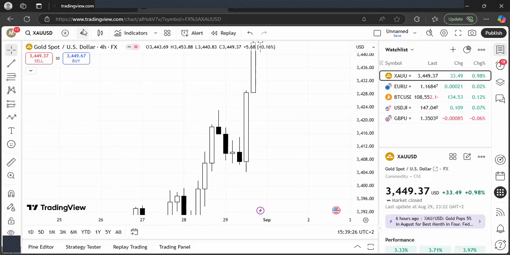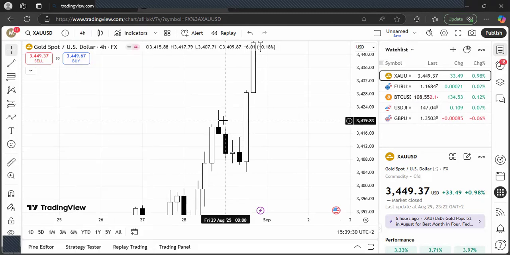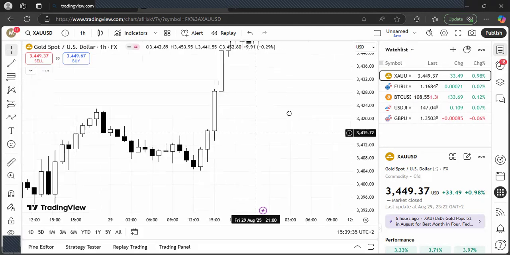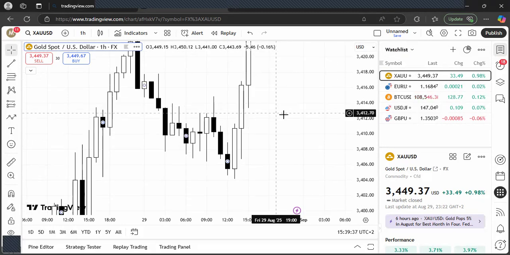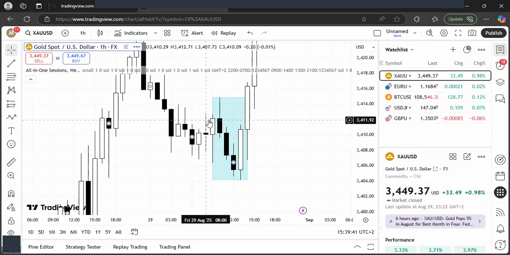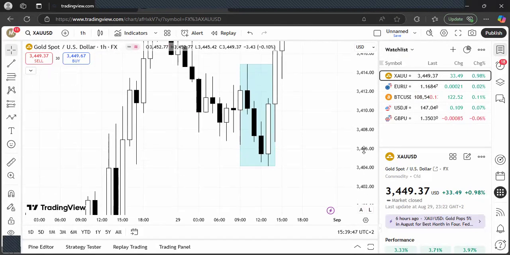I used the 1 hour time frame to analyze my chart. Let me just type 60. I used the 1 hour time frame, and I only trade during London session, which is between 9 and 2 o'clock, like 9 in the morning.